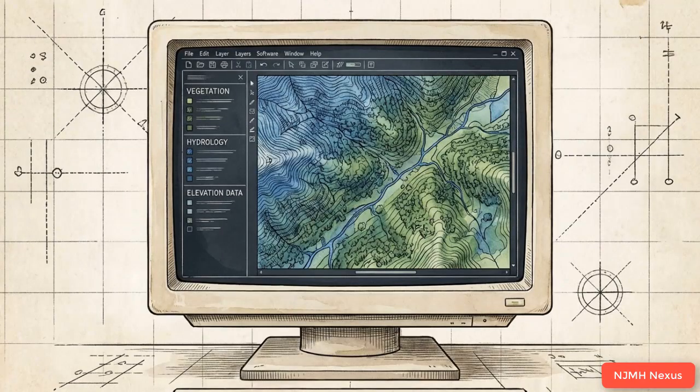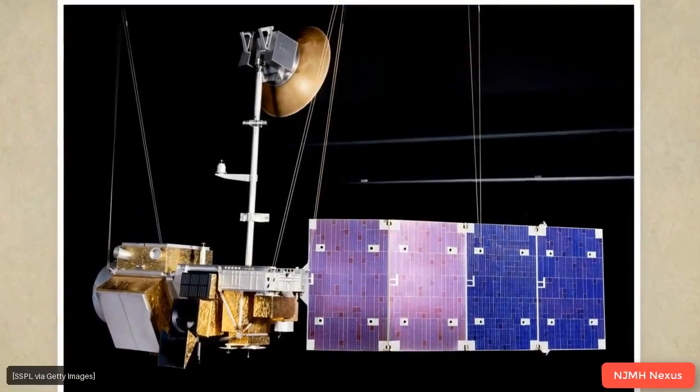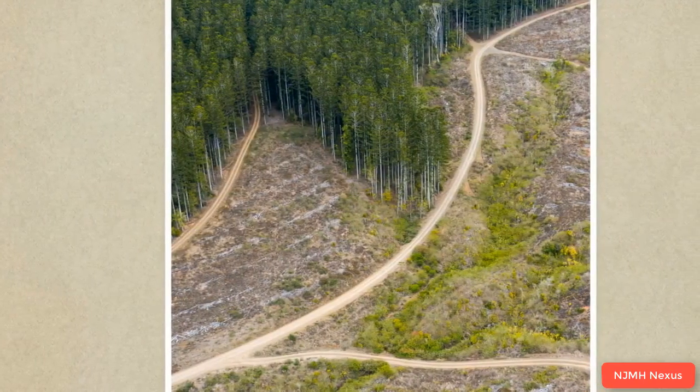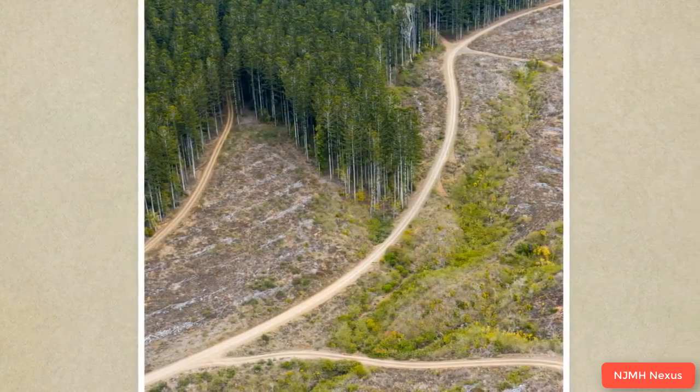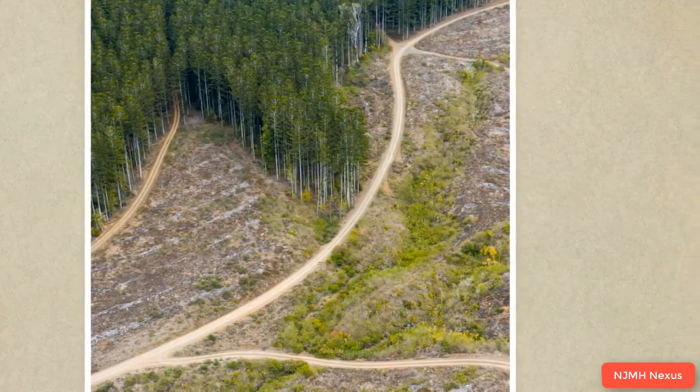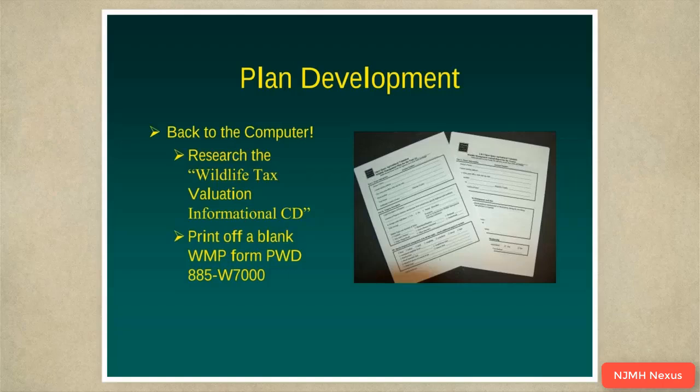GIS is a digital mapping framework for analyzing spatial data, and remote sensing involves gathering all of that data from satellites or aircraft. Combining these two technologies provides the necessary scale to design a conservation strategy that can actually protect a complex, shifting ecosystem. Step 1 is getting your framework on paper.